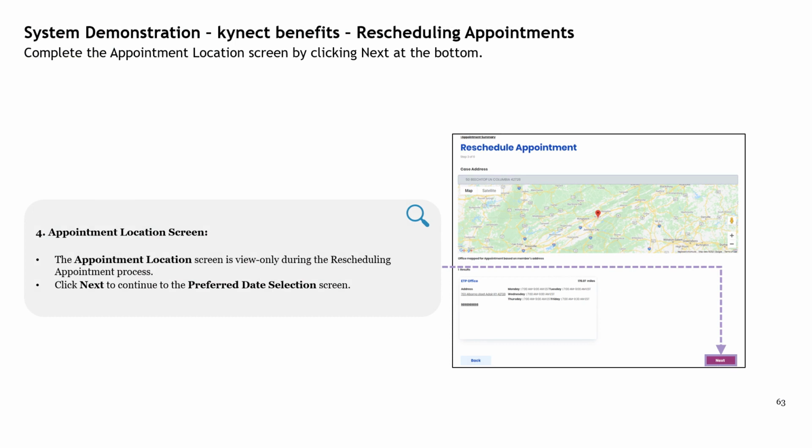The Appointment Location screen is also view-only during the rescheduling appointment process. Review the details of the location and click Next to continue to the Preferred Date selection screen.